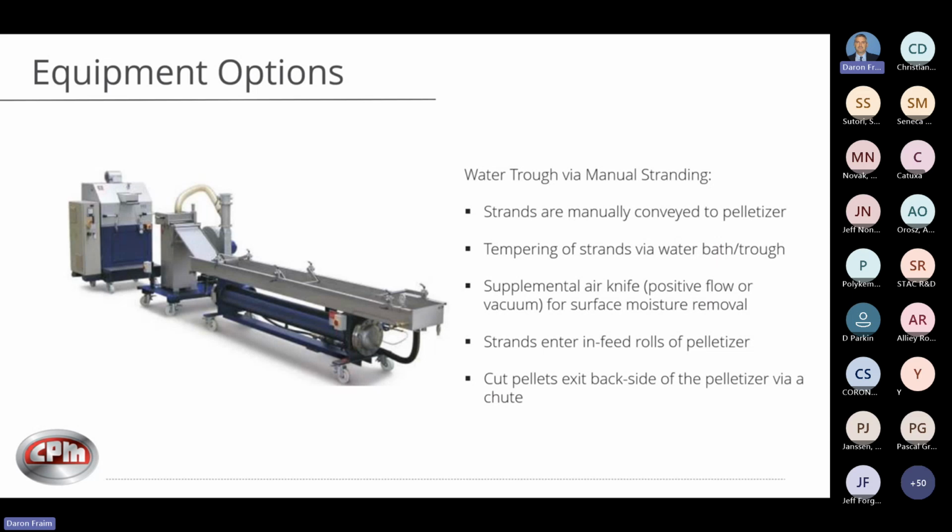Your heat exchanger normally will tie into either a central cooling tower or water chiller type system. At the end of this bath, this is a vacuum air knife, so essentially the strands will pass through that. The vacuum pulls and tries to remove any surface moisture. And then, of course, the strands will feed into that chute on the front side of the pelletizer, and then the rotary blades cut the material.